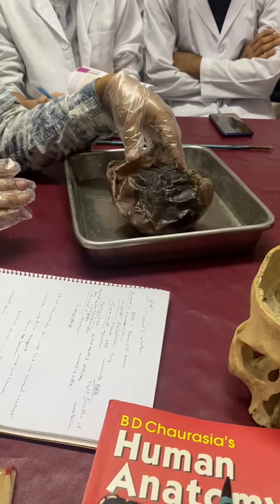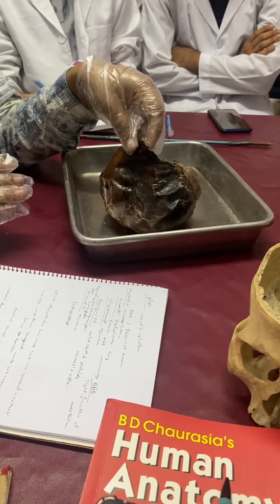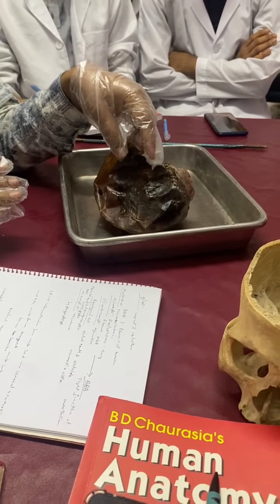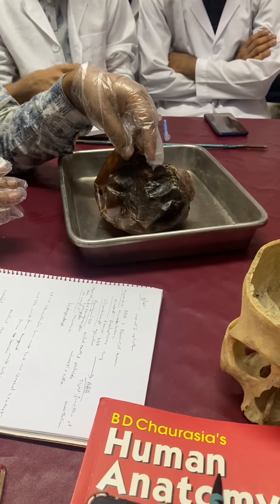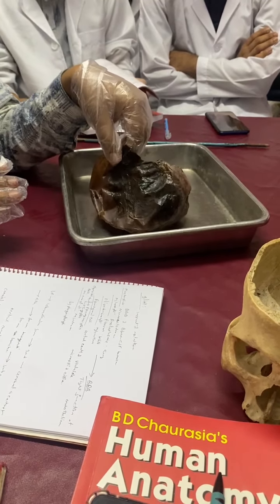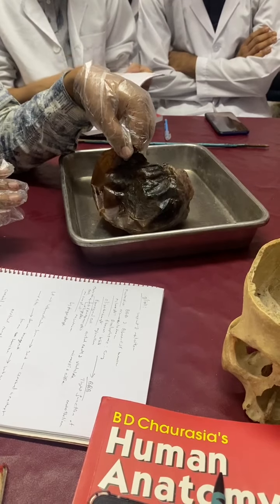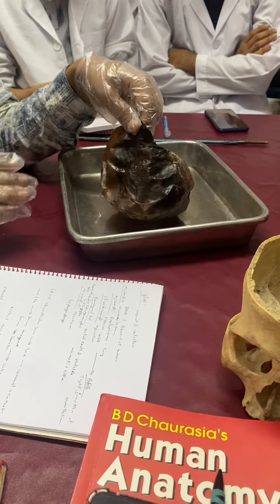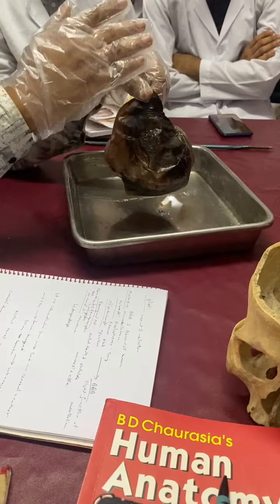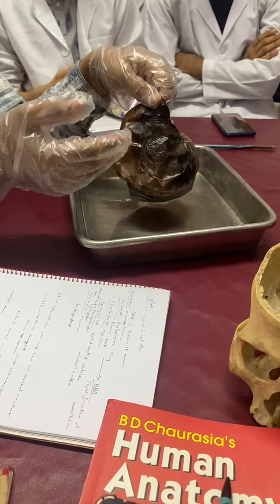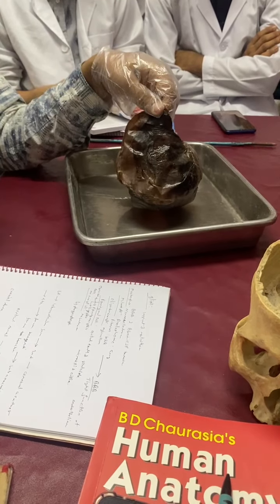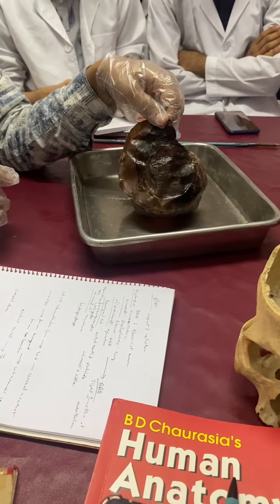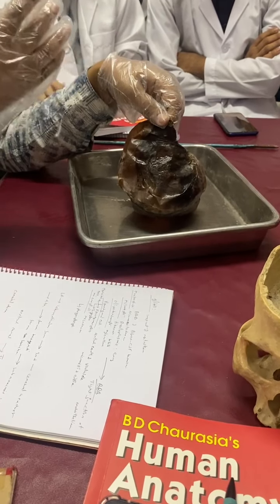Now we know that the central nervous system is covered with meninges. Okay, the central nervous system is covered with meninges. So the dura matter should be present around the brain, as well as the dura matter should be present around the spinal cord. Not only the dura matter, the arachnoid matter, pia matter.